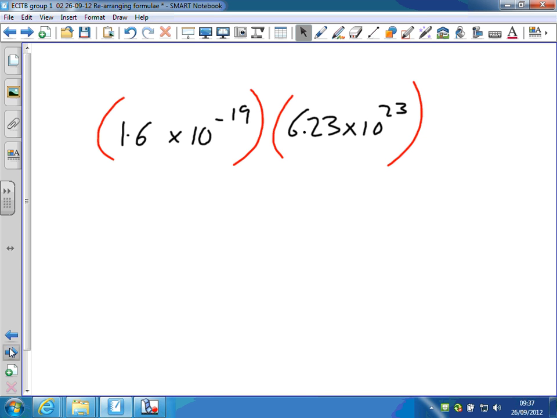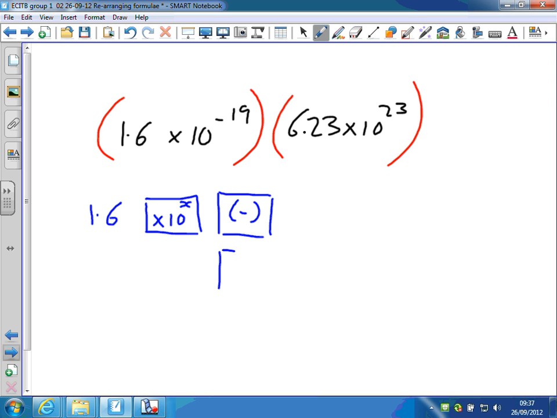To enter those onto the calculator, we key in 1.6 and then we hit the times 10 to the x button. So that gives us our times 10 to the. And then we hit a minus button, not the minus button that you'd normally press, but there's a key with a minus sign in the bracket, or some of them have a plus minus sign by them. So you hit that to change it to a negative, and then you key in 19. So let me change the color.